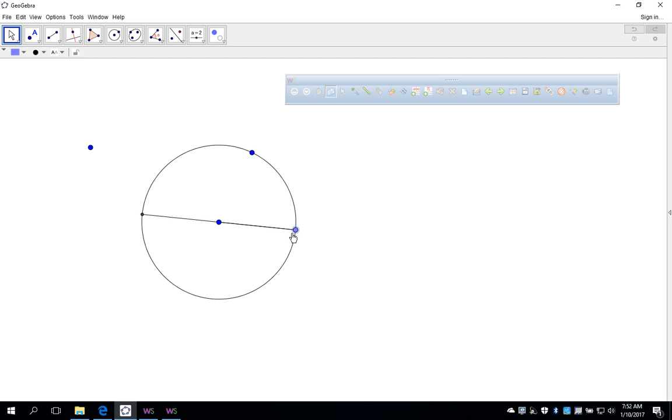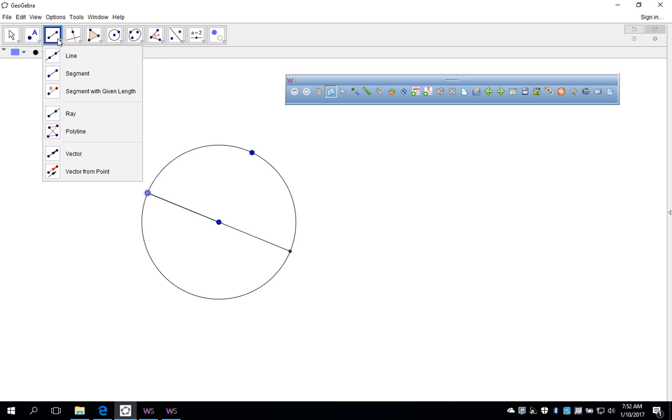Let's see. Oh, cool. Whoa. Did you guys get that? Who's having trouble making that? You got a circle with a diameter? Yes? Okay, so now what I want you to do is make an inscribed angle with the endpoints of that inscribed angle on the diameter.